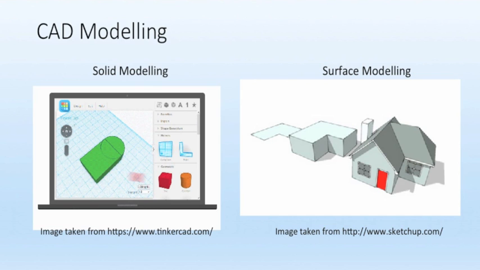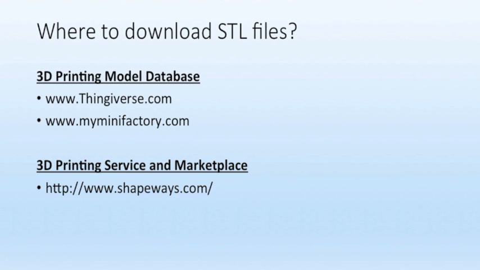So yeah, next. Another method of getting a CAD file is simply by downloading the CAD file or the STL file. Some places in which you can download 3D models are thingiverse.com or myminifactory.com. There are also service bureaus that have a model database in which you can pay some money to buy quality models from designers, such as shapeways.com.